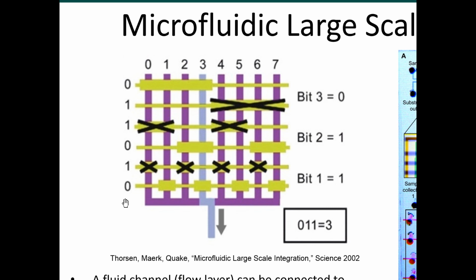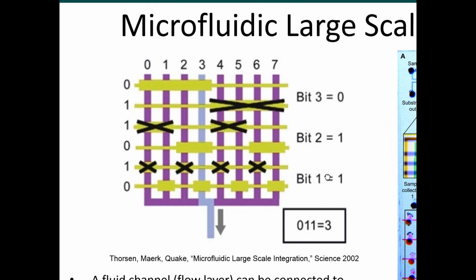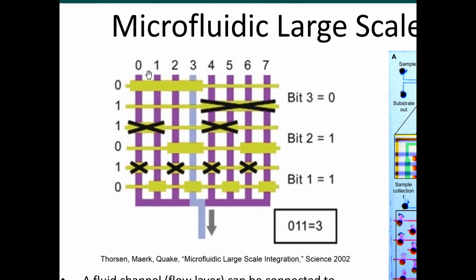So how the multiplexing scheme works, this is an example that's given here. In order to select one of these lines, if I want to select 3, for example, I have to put in a 3-bit binary code. If you convert 3 to binary, it's 0, 1, 1. Binary, of course, is base 2. Now, for each one of the bits, there are 2 corresponding pneumatic control lines. This is bit 3, and this is the opposite of bit 3.